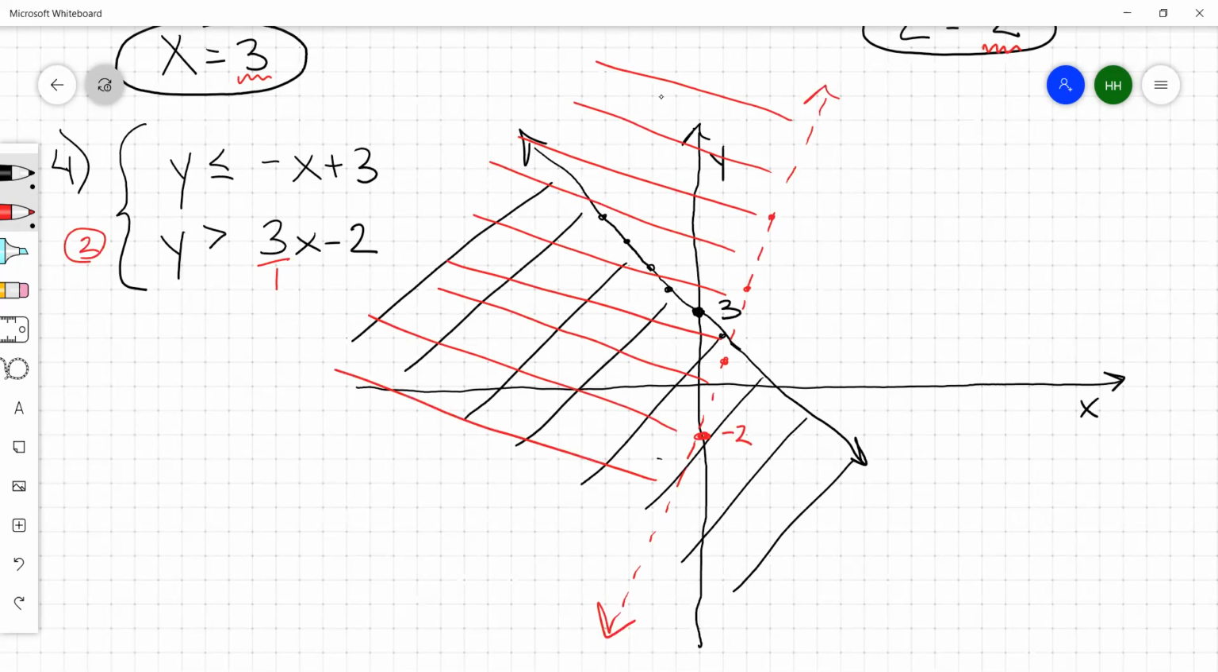Does everybody see where the shaded regions intersect? Our shaded regions intersect right here along this line. Now it's not going to be on line 2. It's going to be above it, just above it. Okay? So here's our solutions.